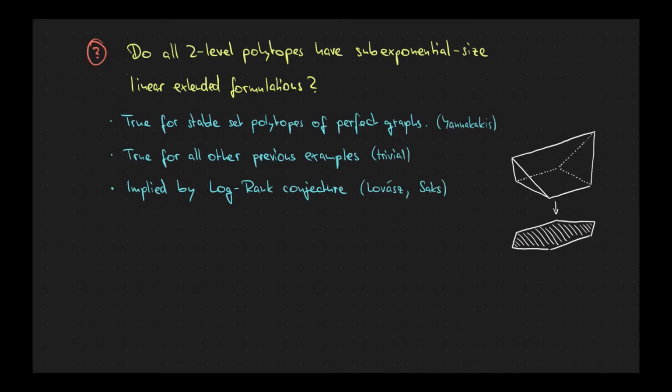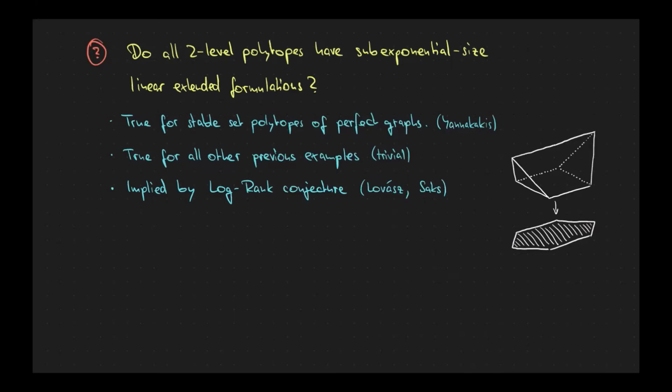And there is a nice connection to a very famous conjecture in communication complexity due to Lovász and Saks, the so-called log-rank conjecture. If you're interested, I can tell you afterwards what it says. It's a conjecture, so it's open. But if the conjecture is true, then it turns out that every two-level polytope will have a quasi-polynomial size extended formulation. And we have no idea how to construct it.